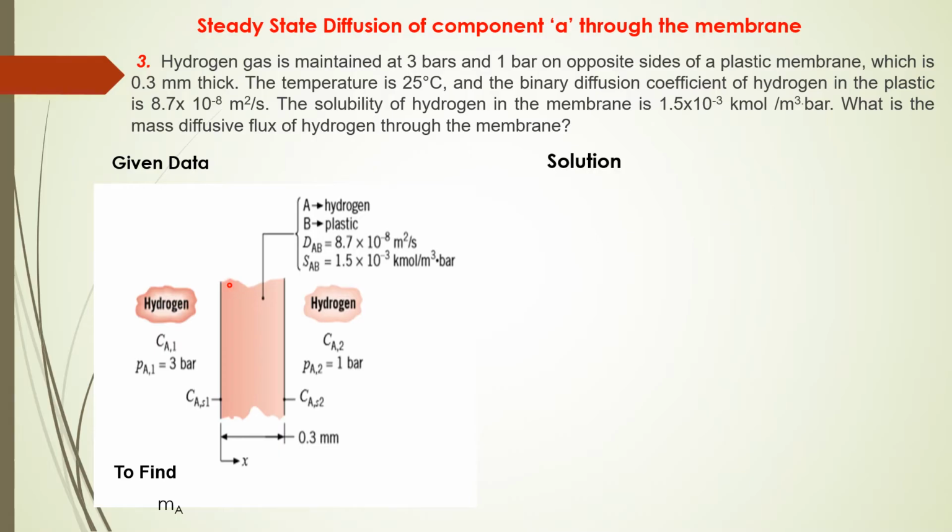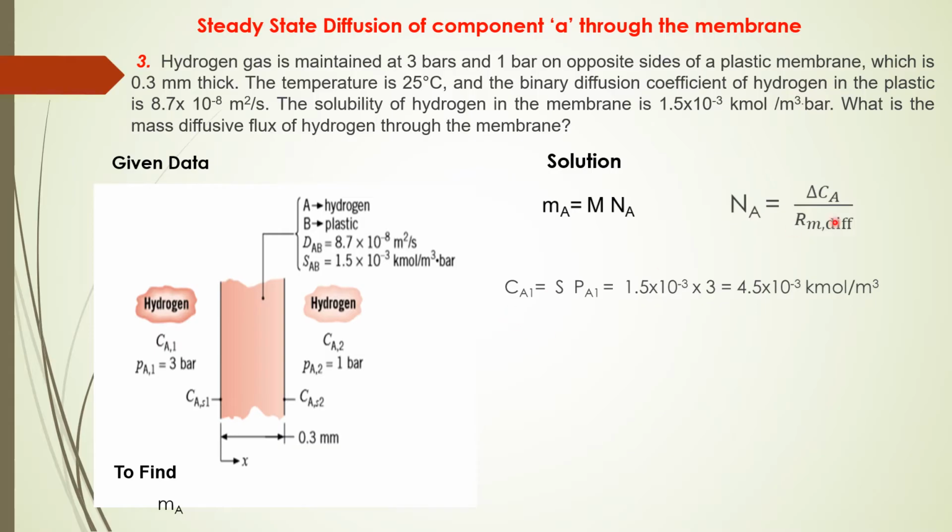We know the equation for molar transfer. Mass transfer is equal to molecular weight into molar transfer, or molar flux. The molar flux equation is delta C_A divided by resistance. Here the plain wall resistance we know. So first we have to find delta C_A, that is C_A1 and C_A2, the concentration of hydrogen on this side and the concentration of hydrogen on the other side.